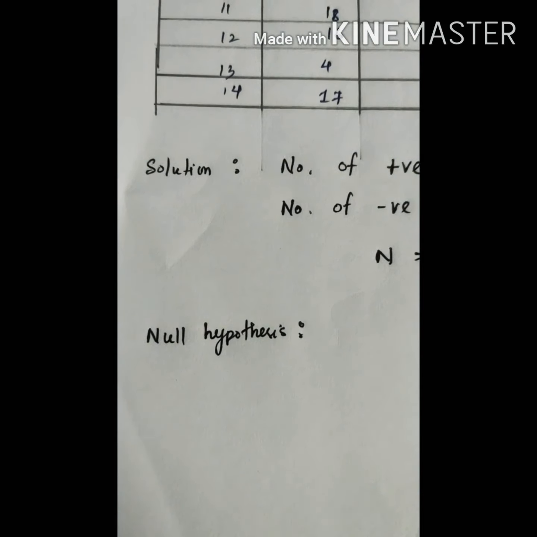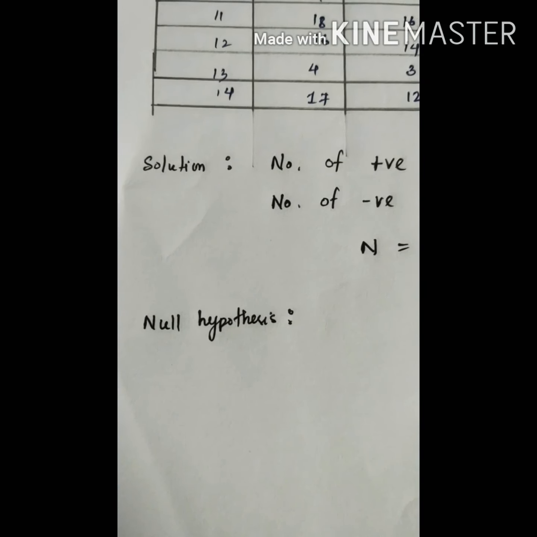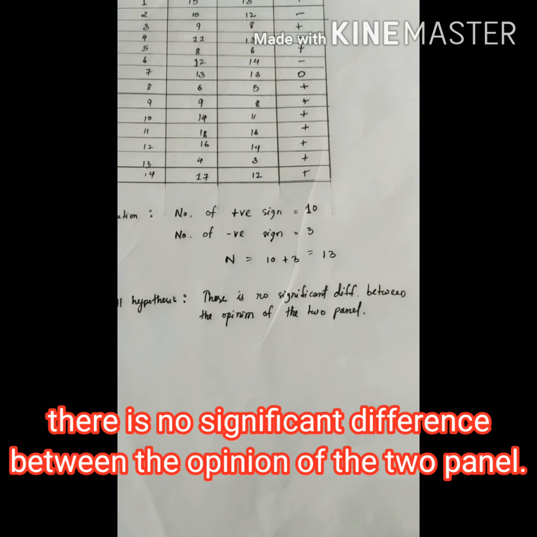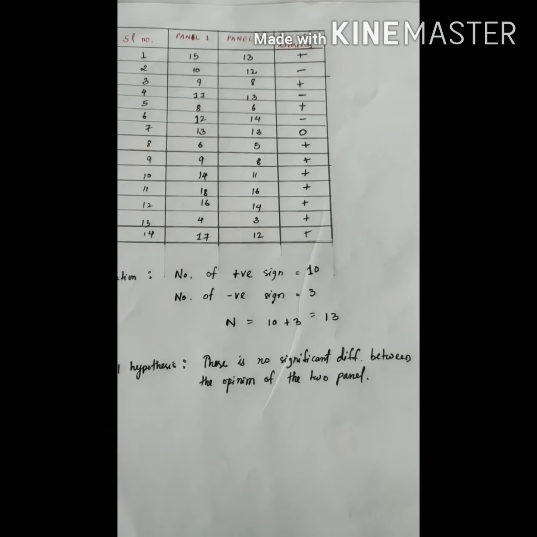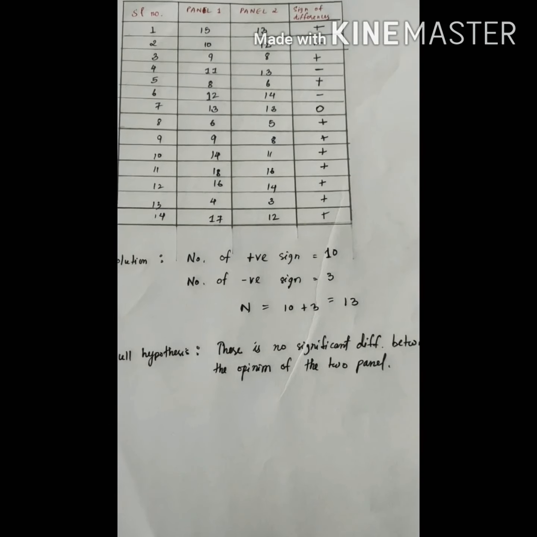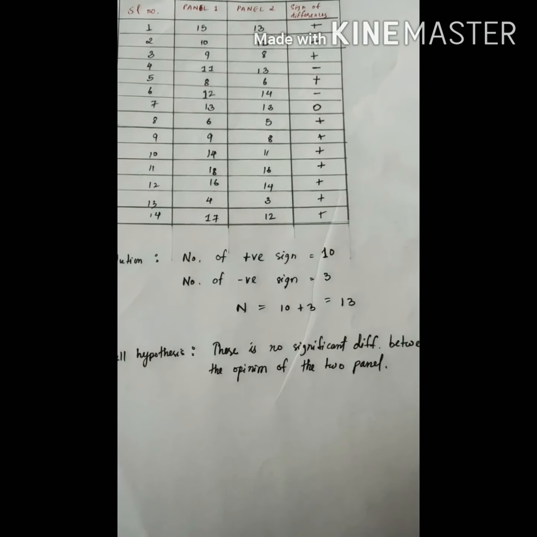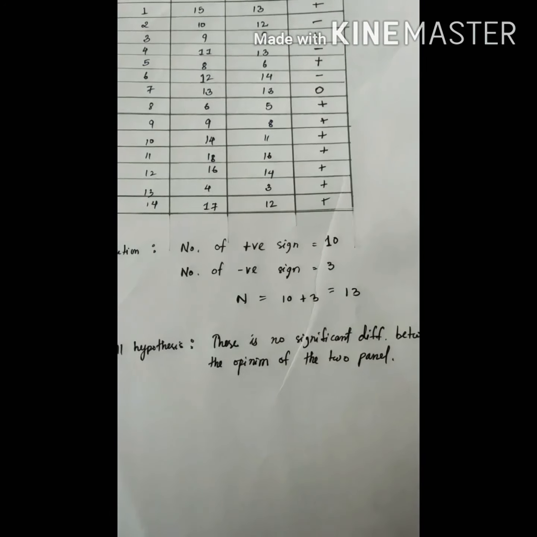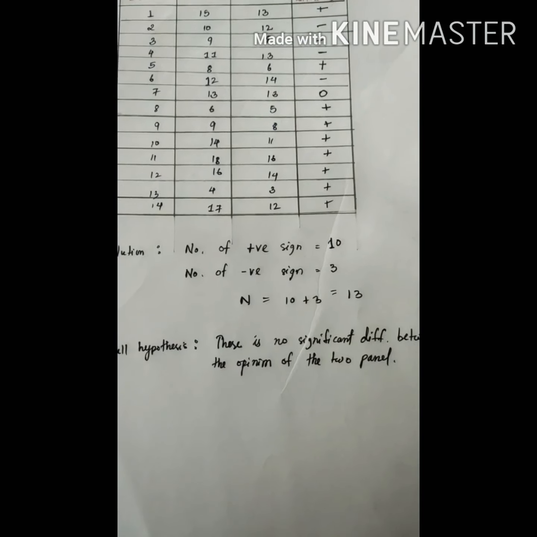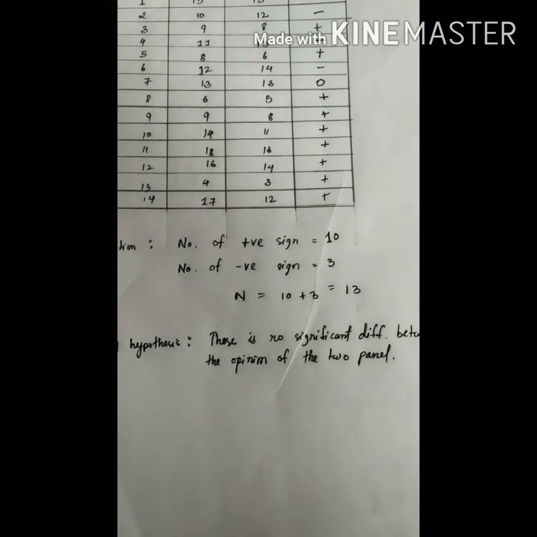The next step here is to establish the null hypothesis, which states that there is no significant difference between the opinion of the two panels. Now, in the sign test, as I have told you, there are two types of samples, which are large sample and small sample. In this question, as you can see, there are a total of 13 pairs of samples, which is smaller than 25. Thus, we'll be using the formula for small size sample of sign test.